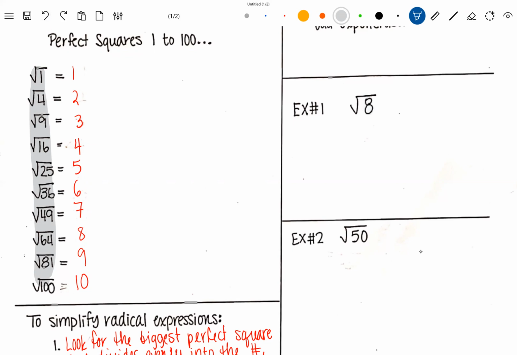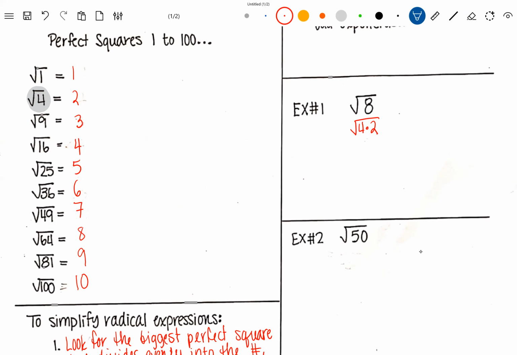If we're looking for the biggest one, the first thing you can know is it's not going to be bigger than 8. In example 2, the biggest perfect square that goes into 50 is not going to be bigger than 50. But square root of 8, the biggest perfect square that'll divide evenly in 8 is 4. So I'm going to rewrite 8 as that 4 times whatever is left, which is 2, 4 times 2. So we're rewriting it as a product.